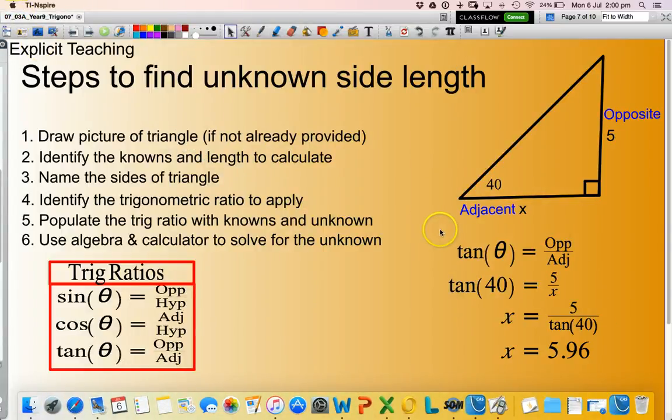So there you go. There are 3 examples demonstrating how to find an unknown length in a right-angled triangle when one side and one angle have been provided.